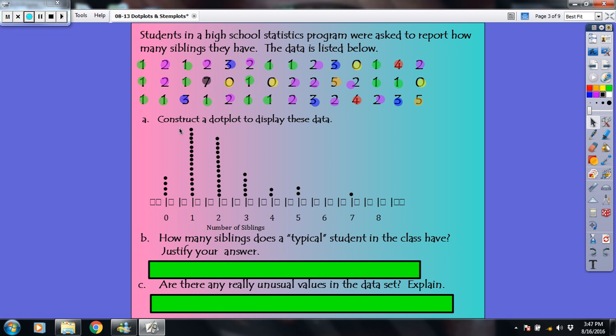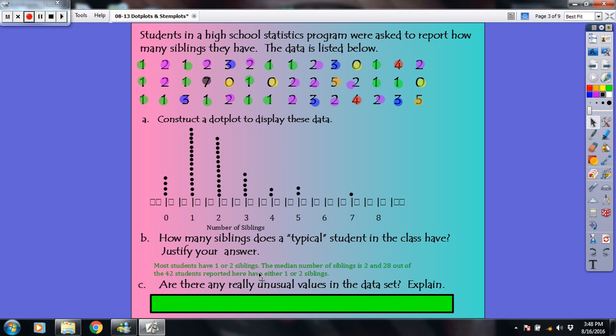The majority of students in the class are having either 1 or 2 siblings. The number of students with 1 sibling is 15, and the number of students with 2 siblings is 13. So the majority of the students in the class have one of those 2 values of data. So I have that most students have 1 or 2 siblings. The median number of siblings is 2, and the median would be the middle number. So if I lined up all the numbers end to end, the very middle number is a 2.